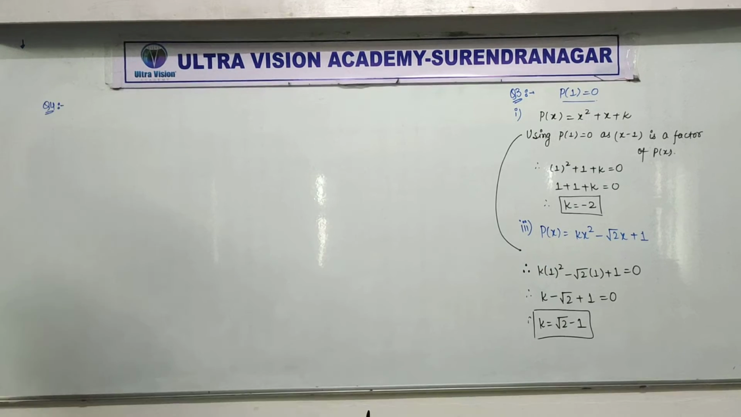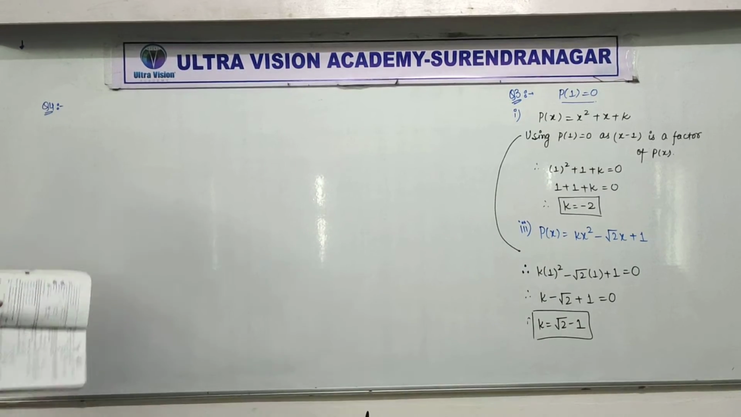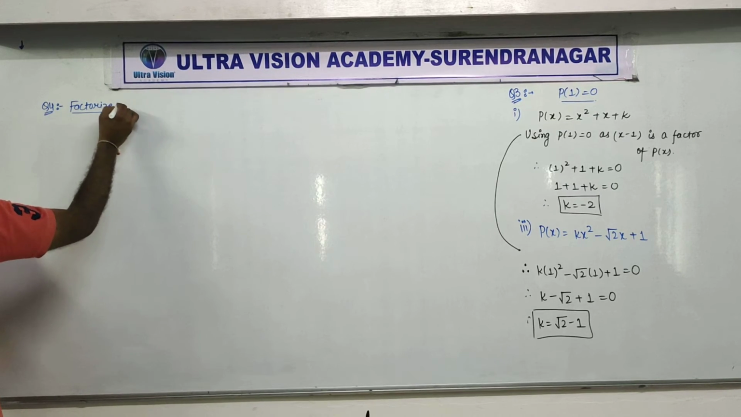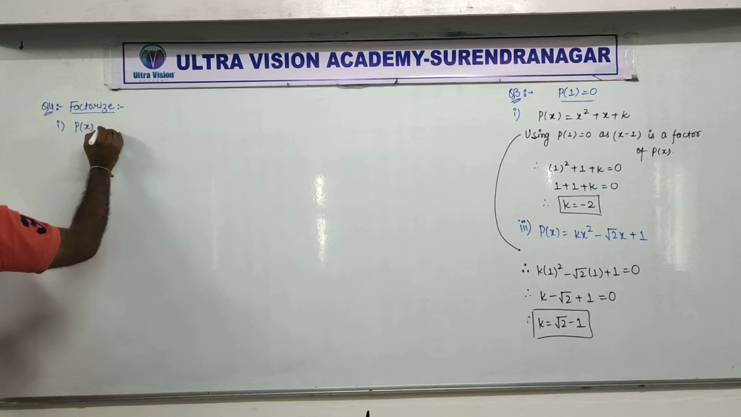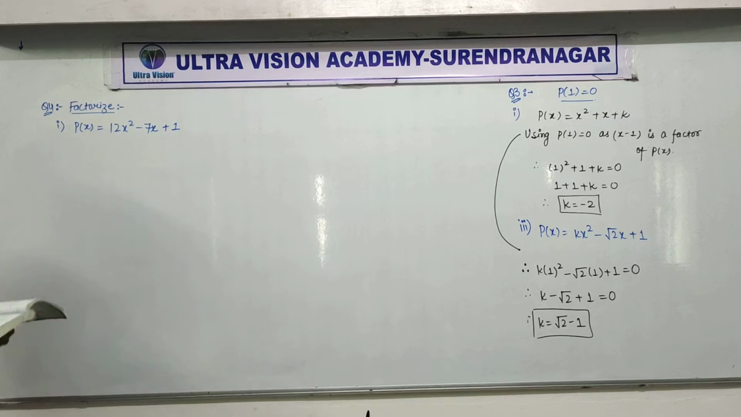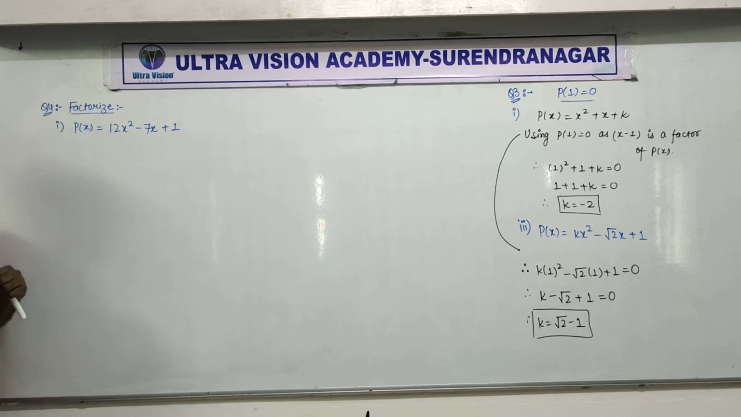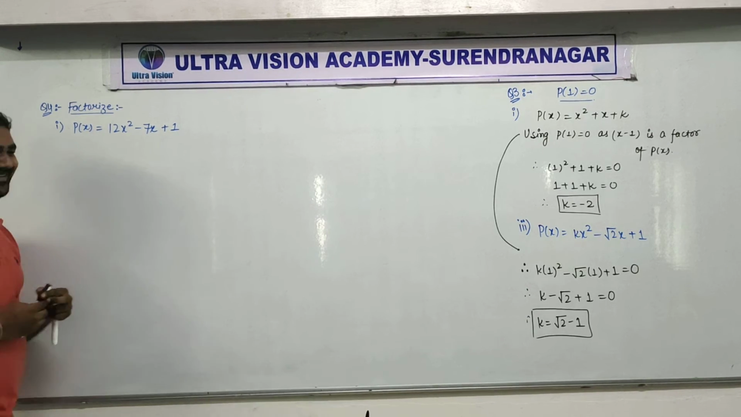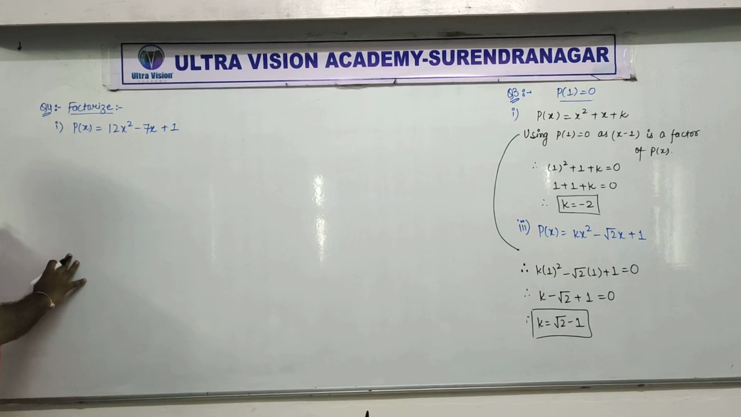Quickly write it down. It says that factorize. So we need to factorize all of it. P of x is equal to 12x square minus 7x plus 1. Look here everyone. First of all, let us compare it with the standard form. What is the standard form of a quadratic polynomial? ax square plus bx plus c. If I compare it with that, what will I get?